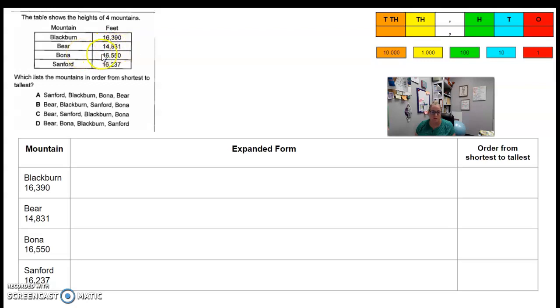Bona Mountain is 16,550 feet. Sanford Mountain is 16,237 feet. The question is, which lists the mountains in order from shortest to tallest?